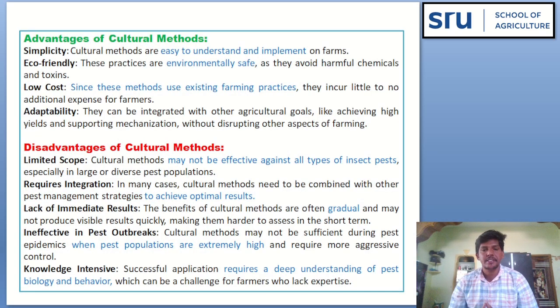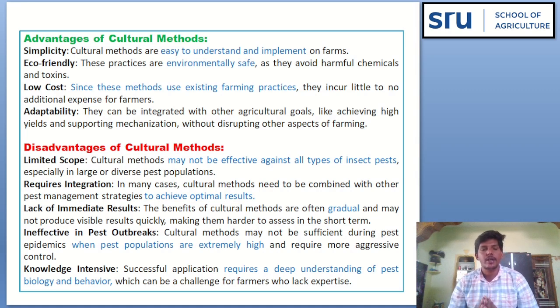Let's see the advantages of cultural methods. Cultural methods are very simple, easy to understand and implement on farms. These cultural methods are eco-friendly, completely environmentally safe, and low cost. Since this method uses existing farm practices, there is no need for external inputs. That's why these are low cost. Adaptability. These methods are easy to adapt, and at the same time can be integrated with other methods of IPM.